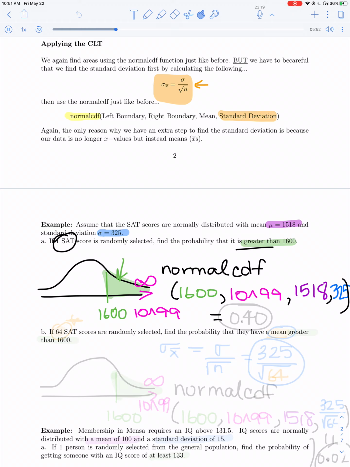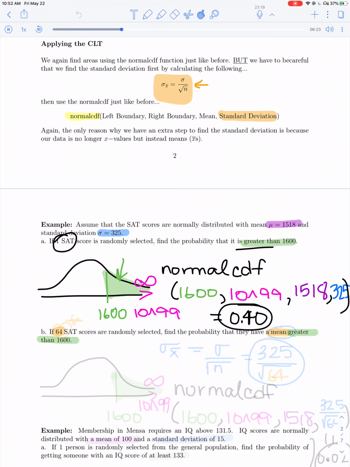So we'd go to our calculator and input this and see what we end up with. And what the calculator spits out for us is 0.40, and that's our probability. Now, let's look at part B. Part B says a little bit different. Now we're finding the probability that 64 SAT scores have a mean greater than 1600.